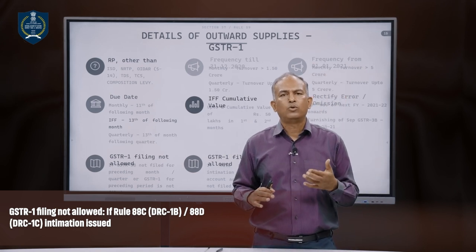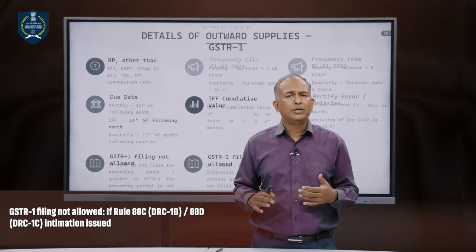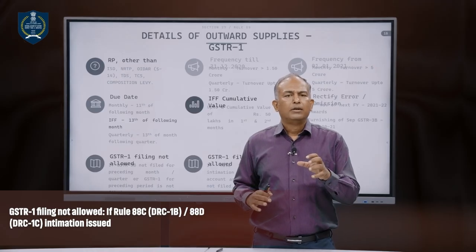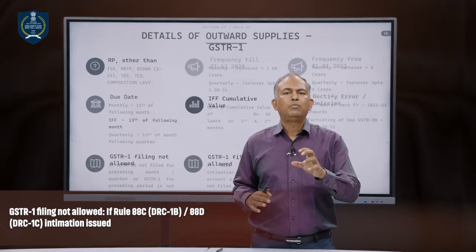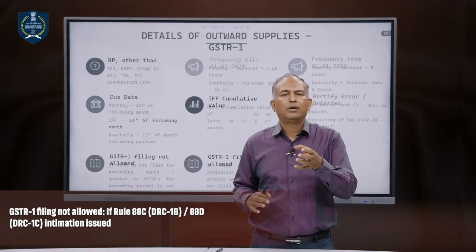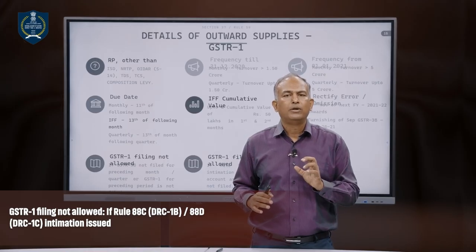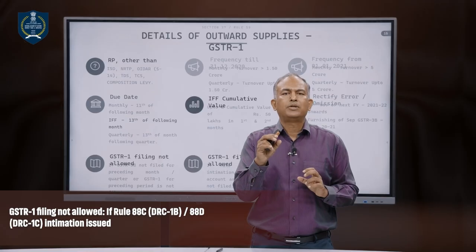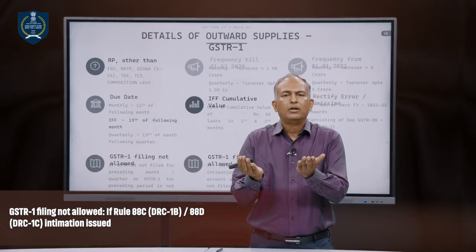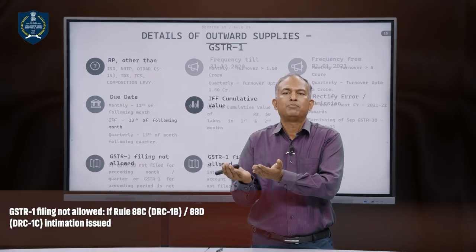That is what I'm talking to you about. That is the third reason. Now, it is also very much possible that the input tax credit available as per the GSTR 2B and the input tax credit availed as per the GSTR 3B could have a mismatch. That means there is a GSTR 2B 3B mismatch.